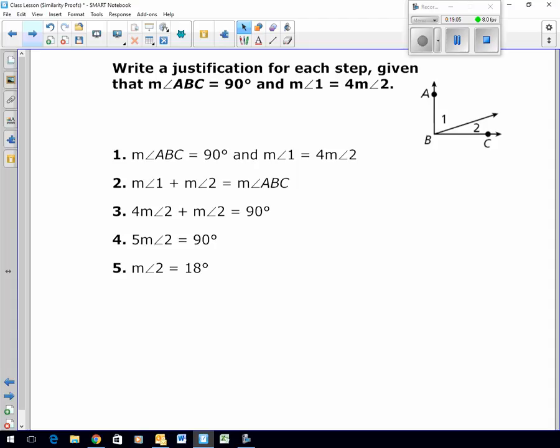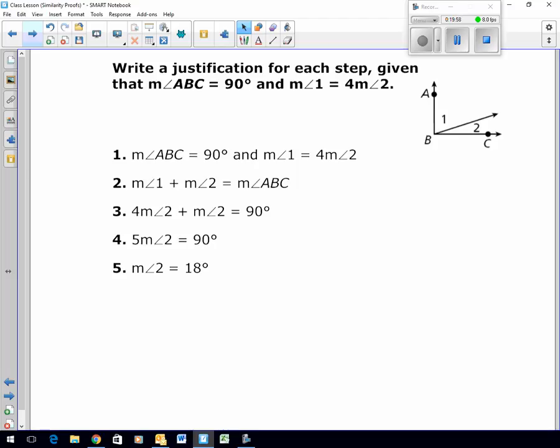First off, check it out. Angle 1 plus angle 2 equals the measure of angle ABC, correct? What did we call that? It was about 5 or 6 weeks ago. The angle addition postulate. The angle addition postulate tells me if I've got a bigger angle like ABC, I can take the measures of the angles inside that big angle, add them together, and I will get the measure of the big angle.